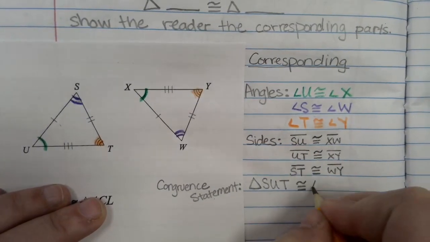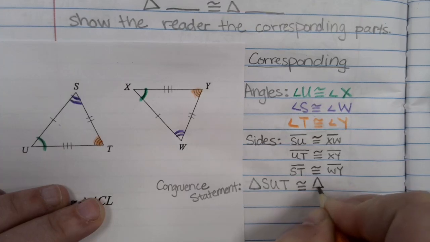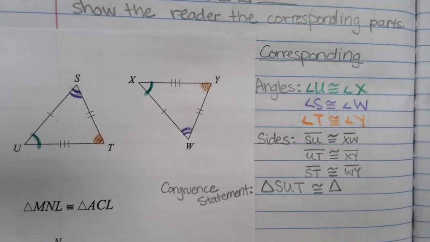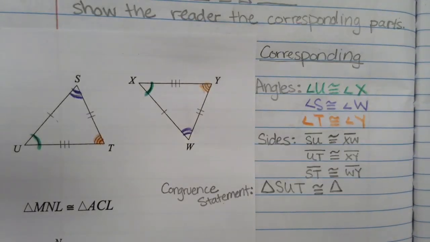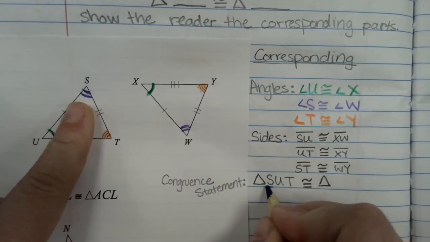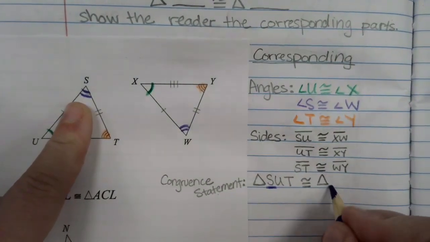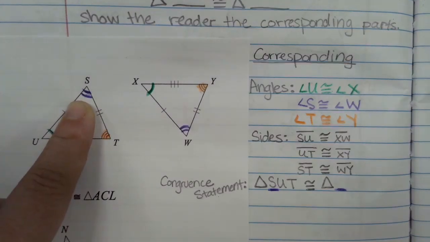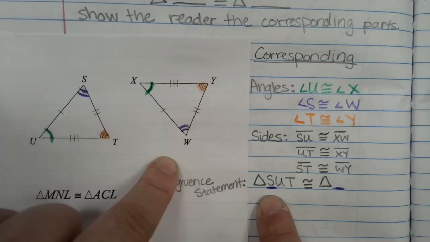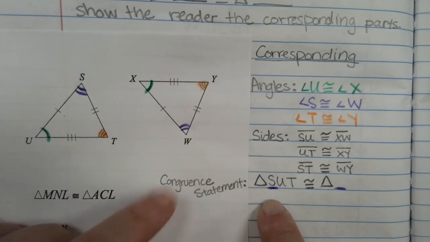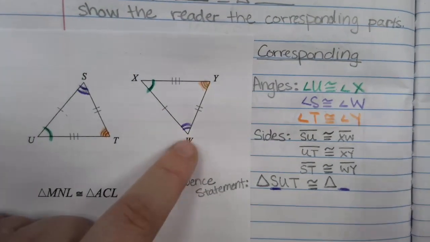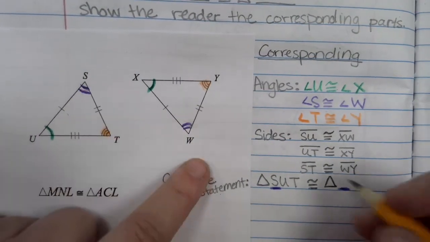Now we want to tell our reader how it matches. So the second triangle really matters how we name it now. We can't just pick any order. We have to match it. So as I look at S, which was my purple one, I'm going to think purple here. So I need to start with my purple angle, the one that matched S. Because S comes first, I want whatever matches S to come first over here. So which one matches with S on this side? W matches with S. So it's got to be W.